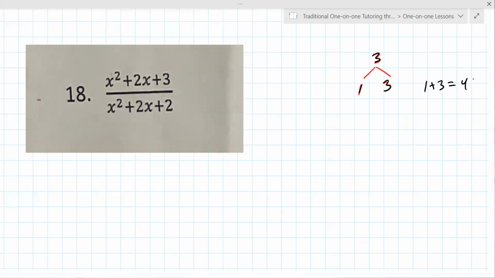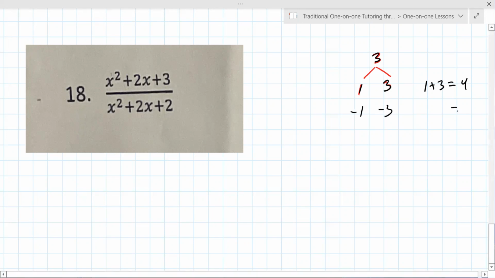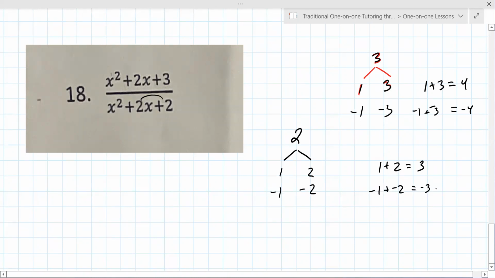So the top does not factor because there's no numbers that multiply to 3 but add up to 2. Even if you say, what about -1 and -3? Well, that's -4. No good. On the bottom, you want to find two numbers that multiply to 2 but add up to 2. Does 1 plus 2 add up to 2? No. What about -1 and -2? No, it doesn't work.